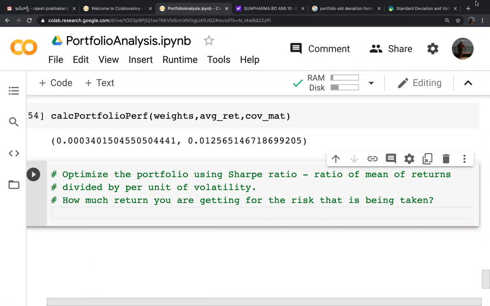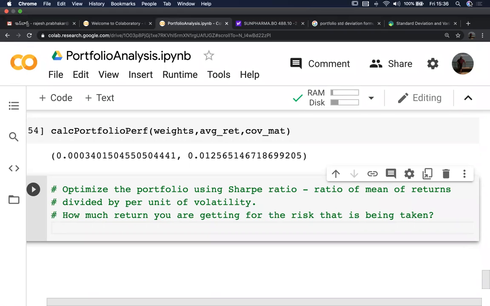Okay, now we will look at the Sharpe ratio. So Sharpe ratio should be positive. If your Sharpe ratio is negative, that means there is a problem in your investment. Okay, so we are just now creating a negative Sharpe ratio parameters.